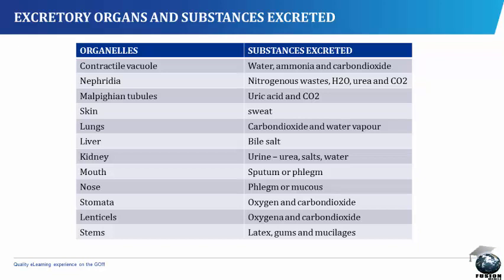Mouth excretes sputum or phlegm. The nose excretes mucus or phlegm. Stomata excrete oxygen and carbon dioxide. The lenticels excrete oxygen and carbon dioxide, while stems excrete latex, gums, and mucilages.